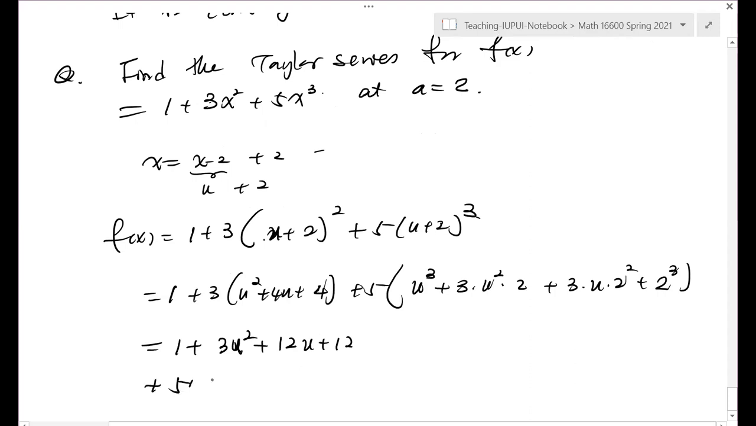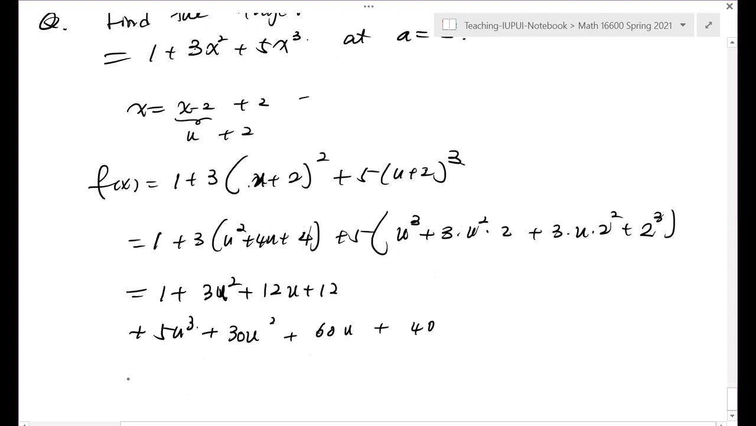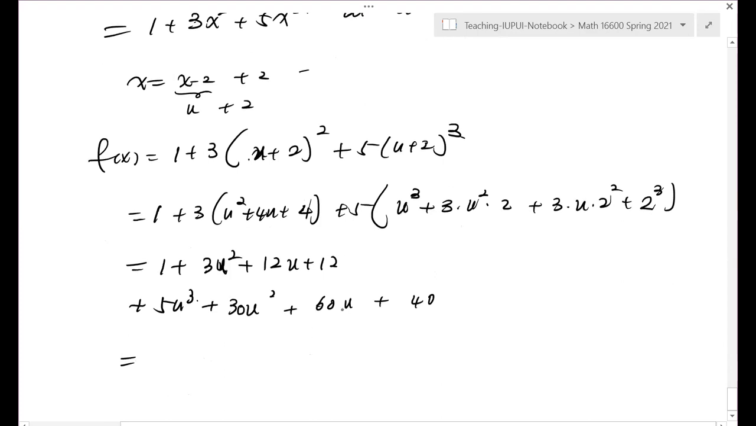And here's 5u cubed plus 30u squared, and plus 30u squared and 5 times 3 times 4, 60u. Okay, plus 5 times 8, 40. Okay, so finally, we will get constants: 1 plus 12 plus 40 is going to be 53.